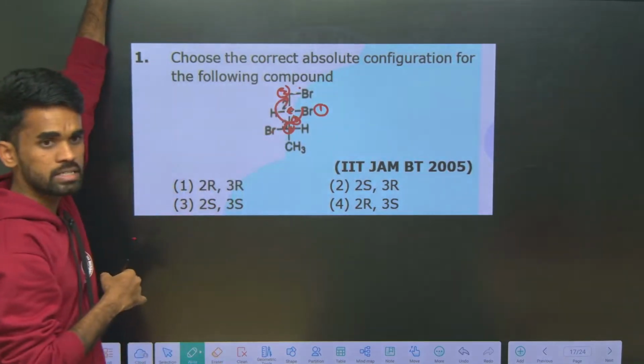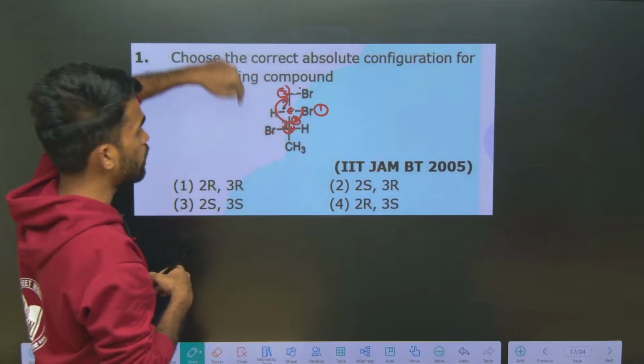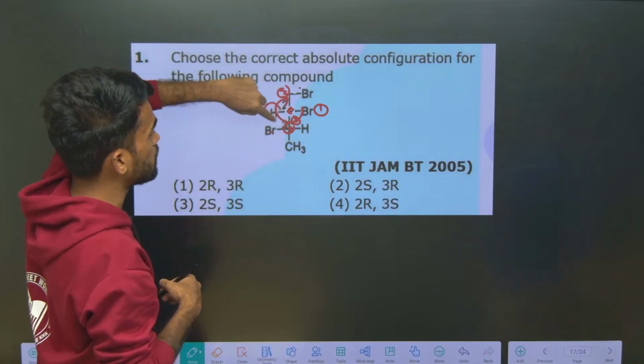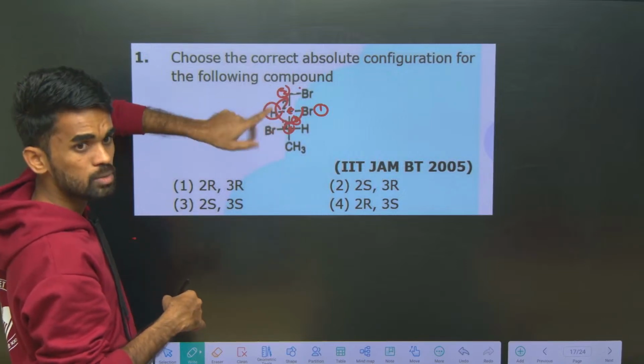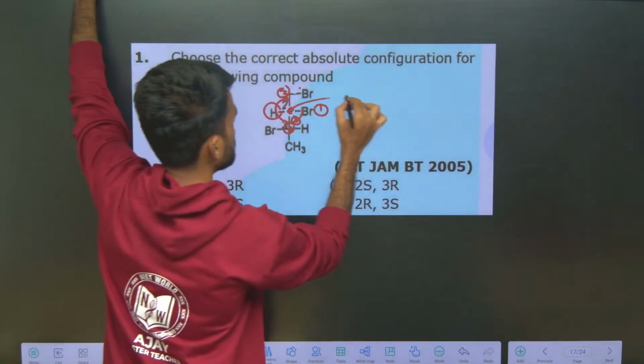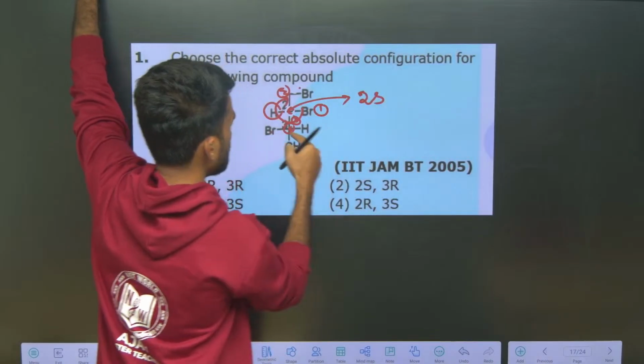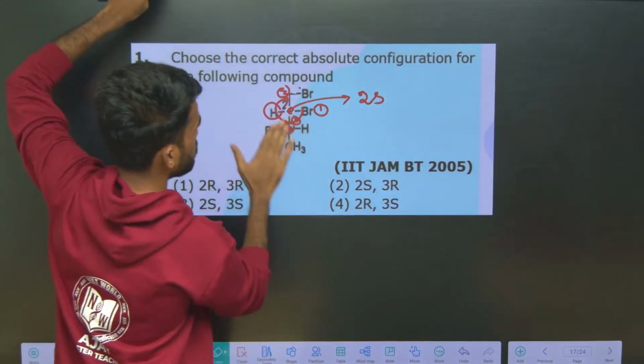So how is it? Clockwise direction, with the least priority on the horizontal. Normally clockwise means R, but the least priority is horizontal, so it becomes opposite. So S. So 2S. And this carbon, you tell me? The carbon below?